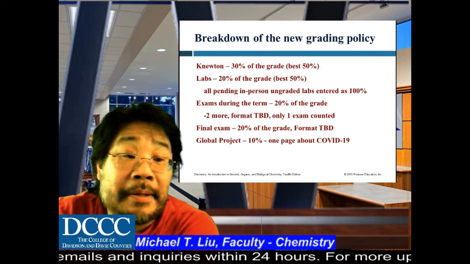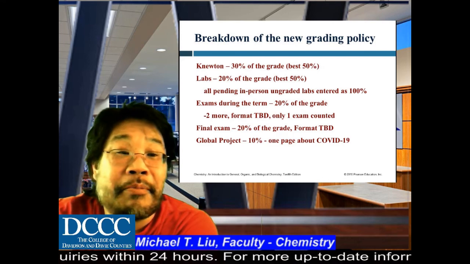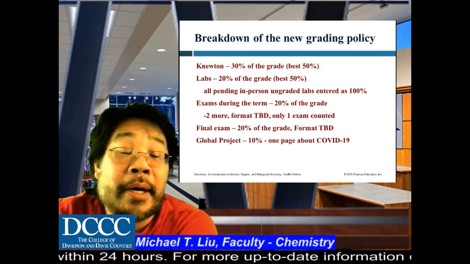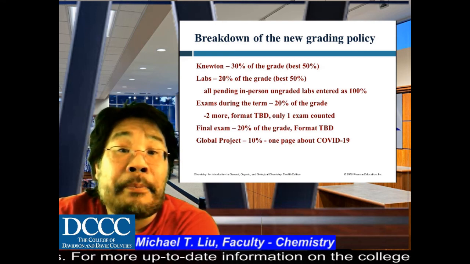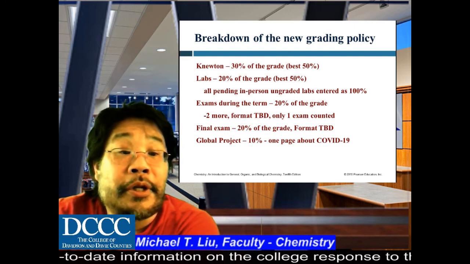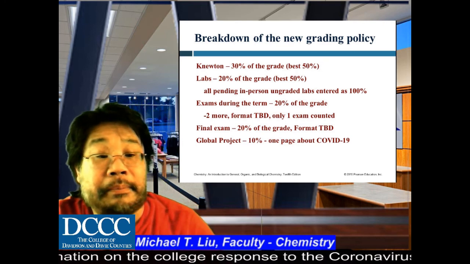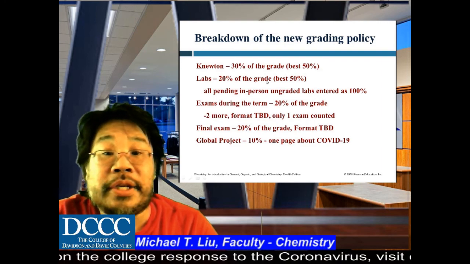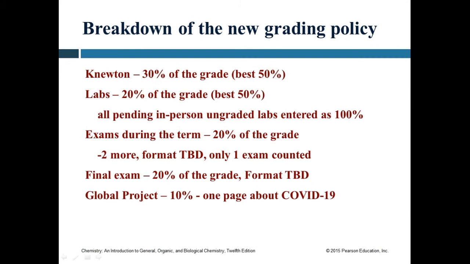Now, the format is to be determined, because as of now, we can't meet on campus anymore in person, so I can't proctor the exam. It's going to be a couple weeks before more details come in, so that's up in the open for now. And your global project, instead of being the presentation on nuclear power, is going to be one page about COVID-19. So that is the breakdown of the new grading policy. Now I'm going to spend a few minutes getting into each one of these in more detail.